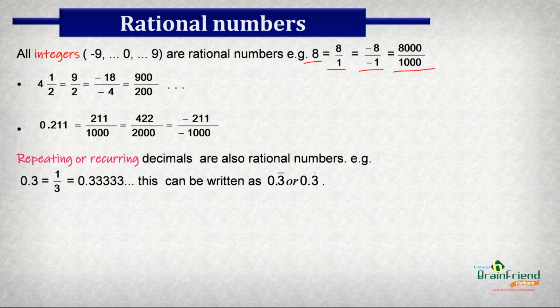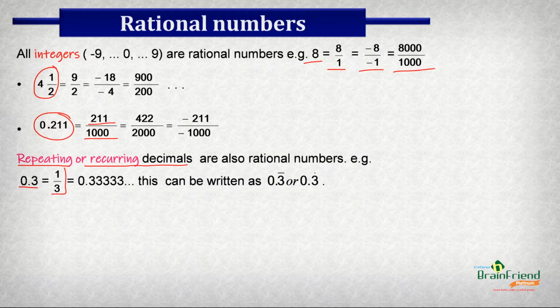We have other numbers. A mixed fraction like 4 1/2 can be written as a ratio of two numbers, so it is a rational number. We also have a number like 0.211. It can be written as a ratio of 211/1000, so it is a rational number. And lastly, repeating or recurring decimals are also rational numbers. For example, we have 0.3 recurring. 0.3 recurring can be written as a fraction 1/3.